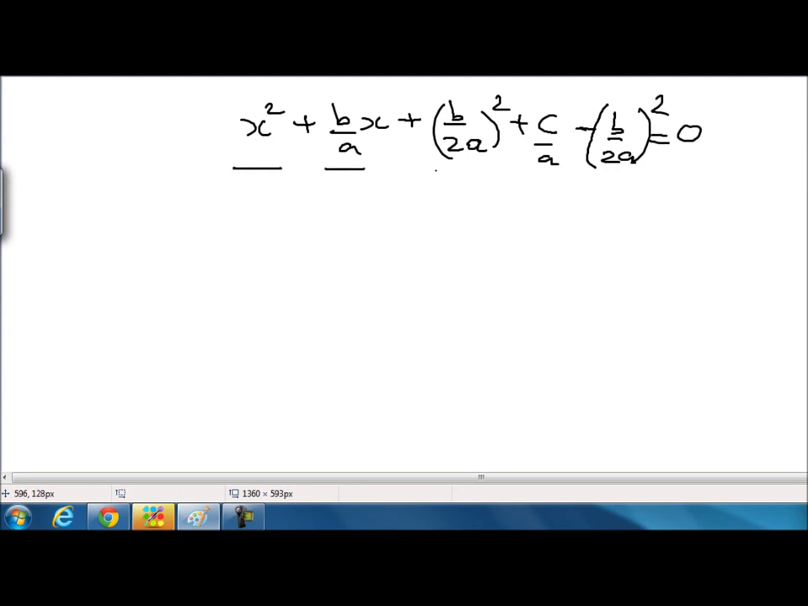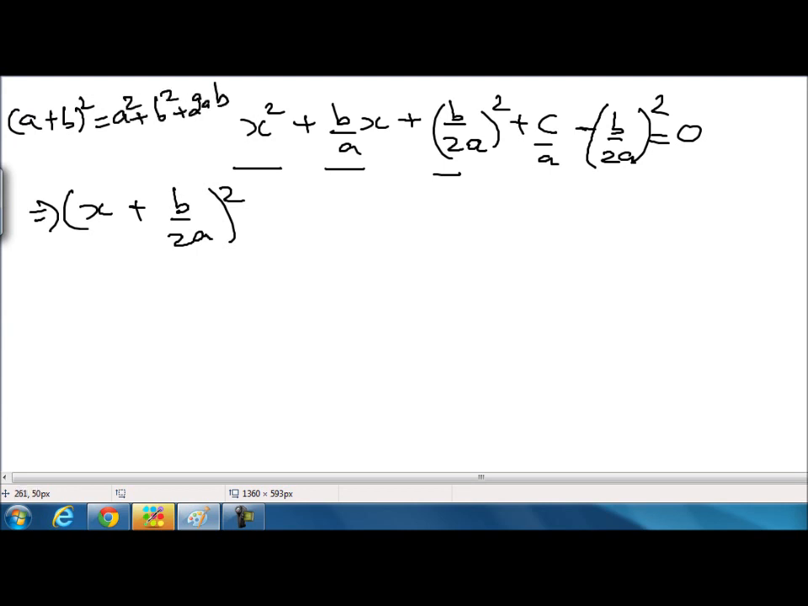Now the very first three terms can be written as x plus b divided by 2a whole square. This is because you would have covered in your previous classes that a plus b whole square is equal to a square plus b square plus 2ab. In a similar way, these very first three terms can be written as x plus b divided by 2a whole square, and I write the other terms as they are: c divided by a minus b divided by 2a whole square is equal to 0.